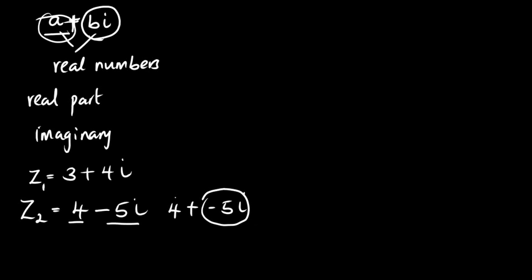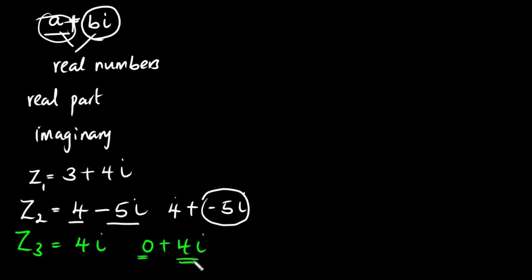So let's have another example of a complex number. Z3 is equal to 4i. Now look at that complex number. So what does this mean? This means that the real part of this complex number is 0. Okay, we can write it as 0 plus 4i. So the real part is 0, and then the imaginary part is 4i.